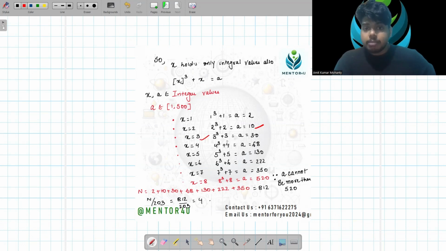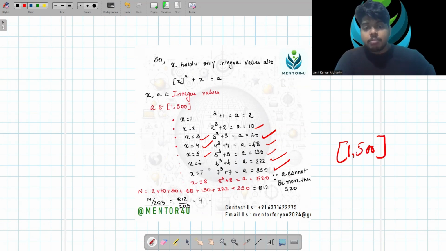Now for x equals 3, I'm getting 3 cube plus 3, which is 30. For x equals 4, I'm getting 4 cube plus 4, which is 68. Similarly 5 cube plus 5, which is 130. And 6 cube plus 6, which is 222. And for x equals 7, it is 7 cube plus 7, which is 350. Clear? Till now, all the values of a that we have found are within our range, which is between 1 and 500.